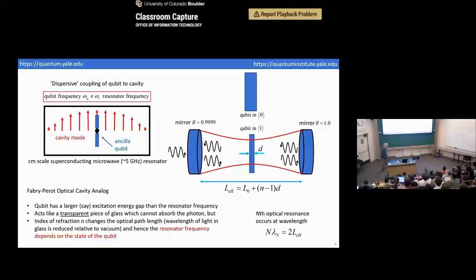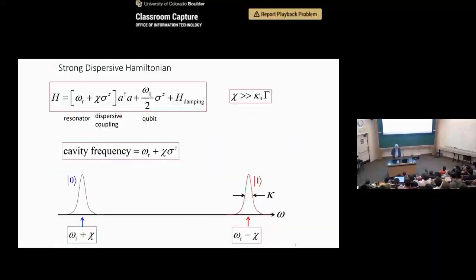Okay? So now that's the dispersive interaction between the qubit and the cavity: it causes the cavity frequency to depend on the state of the qubit. And that's described by this term we had before. And so typically chi is negative, for us, and if the qubit is in 0, the cavity frequency will be down here. If the qubit is in 1, it'll be way up here.